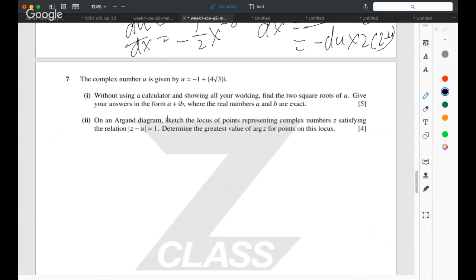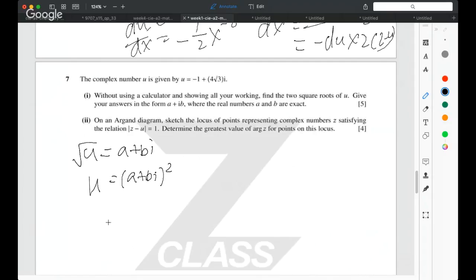Okay. So what does the other question ask you to do? Find a and b. So it just asks you to calculate the square root of u. So I'm going to put the square root of u as a plus bi. And then I want to get u. So maybe a plus bi.